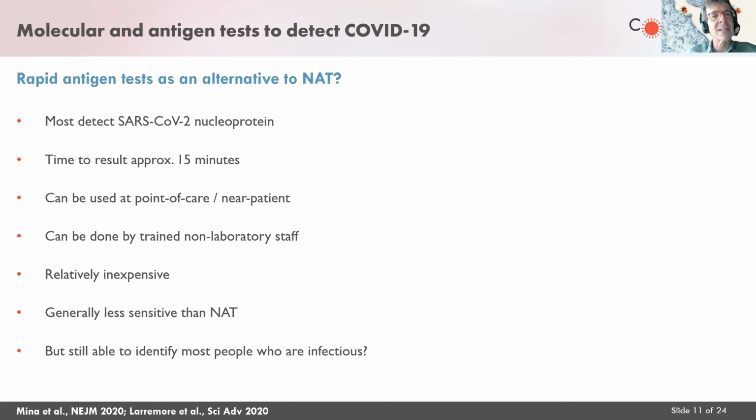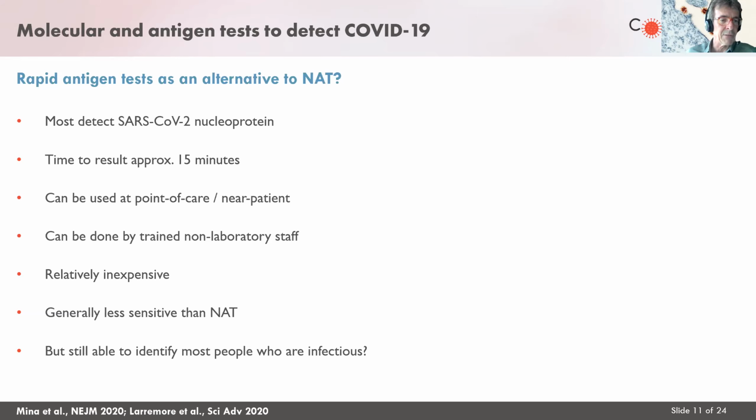So rapid antigen tests seem a promising alternative to nucleic acid testing. Most of these assays detect the SARS-CoV-2 nuclear protein. They provide a result very quickly, up to 15 minutes, and then you have it. So it's also very advantageous. Can be used at point of care near patient. They are generally very simple to do. So nurses, for example, and clinical doctors can be trained to do them. They're relatively inexpensive as compared to nucleic acid testing, but they have downsides, of course.